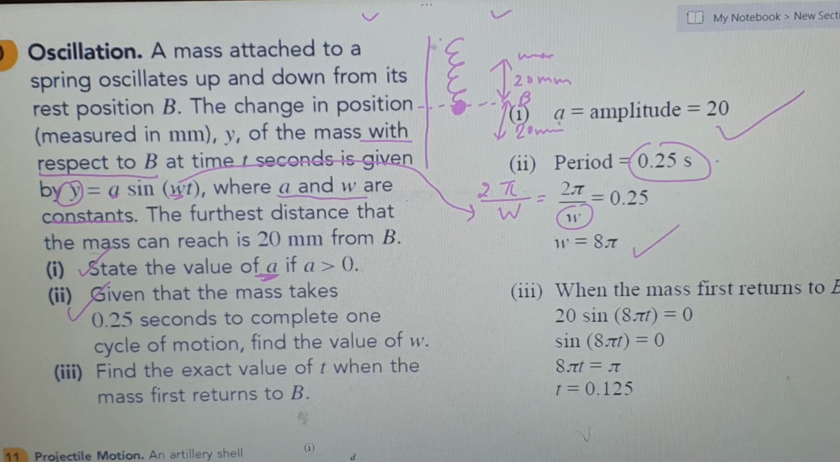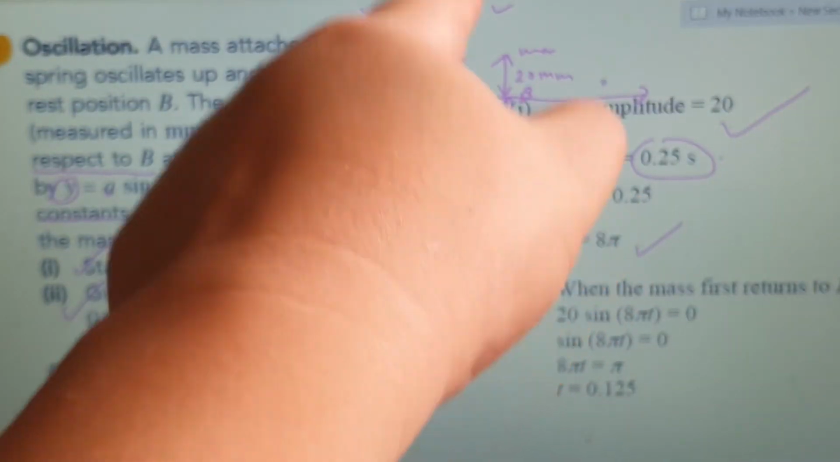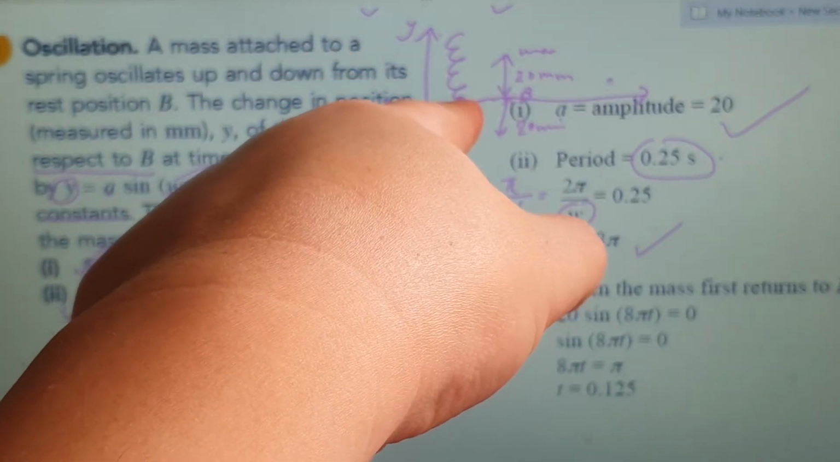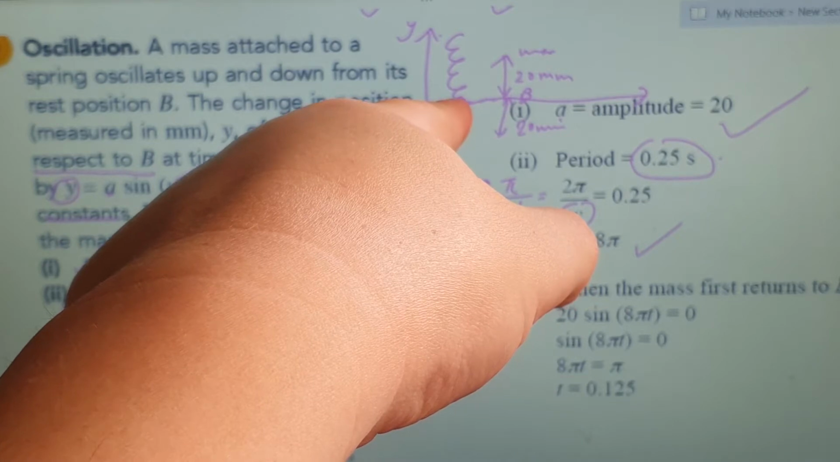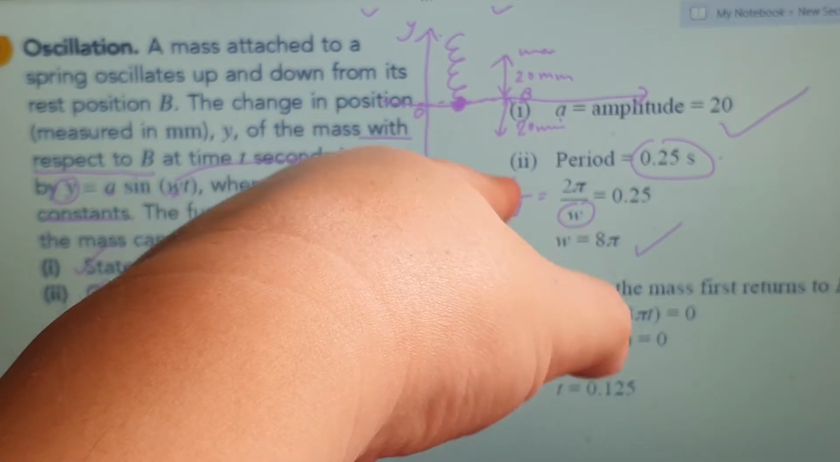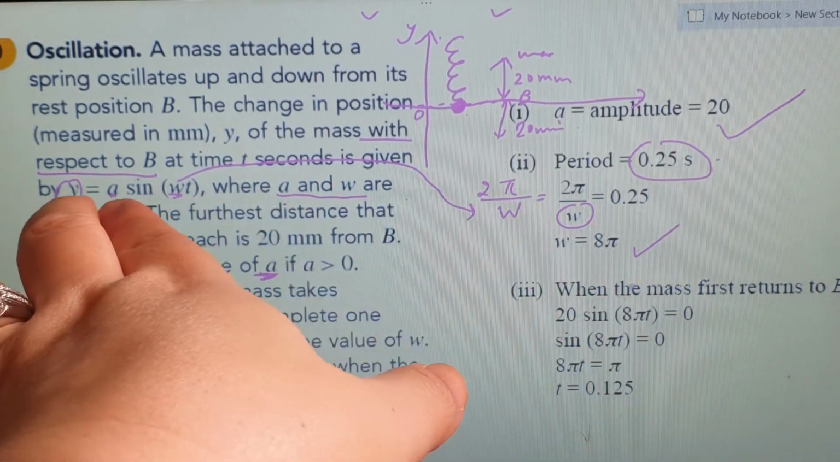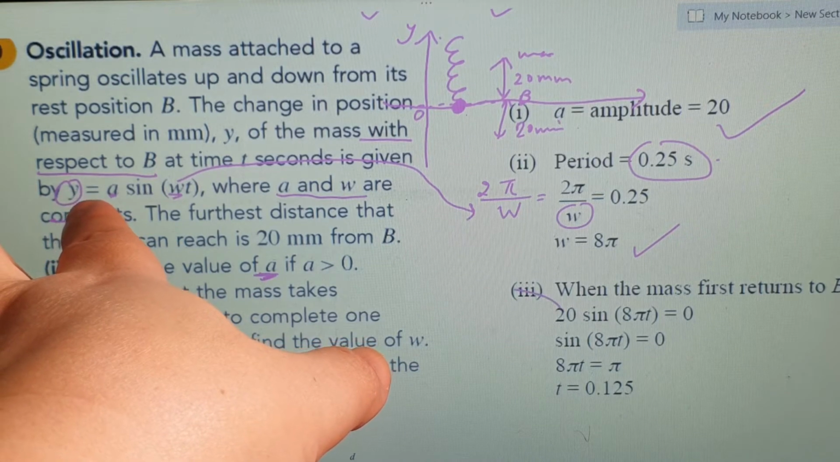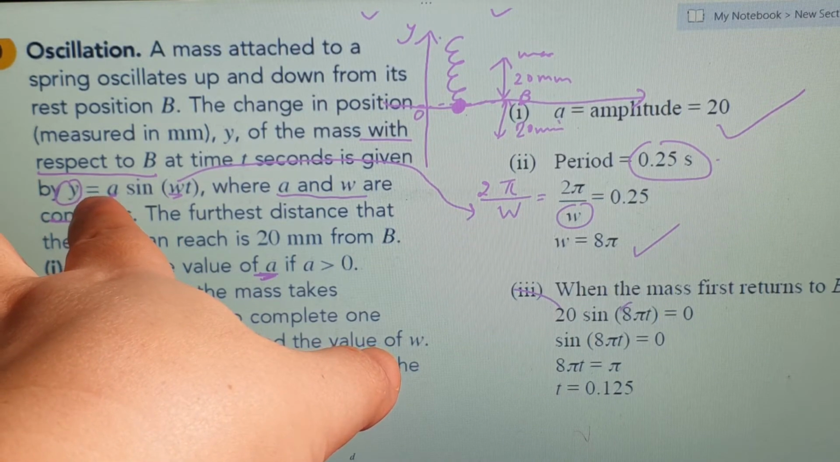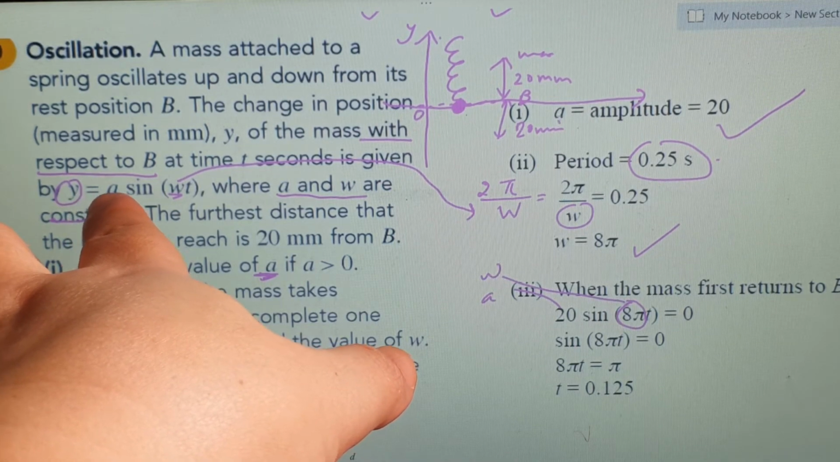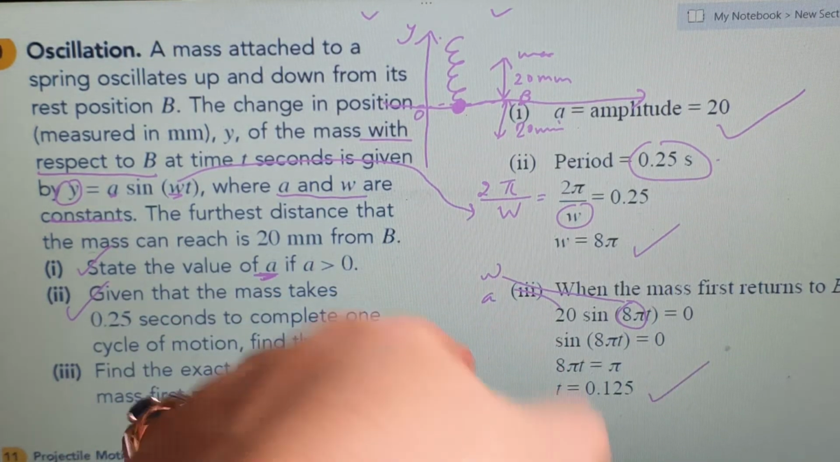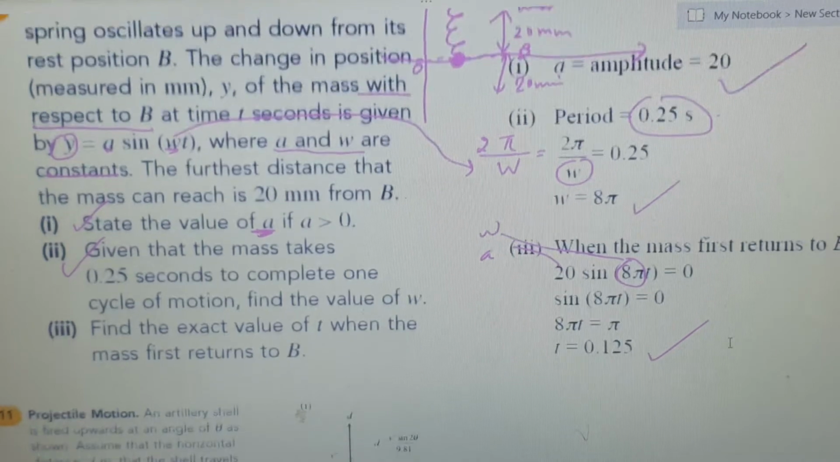You look at what I'm doing here. Take this as the y-axis, and this is the rest position. That means when it's not going up and down, or it's at rest, not moving, right, the y is actually at 0. Okay, so you set y equals 0. Put it here. And you already know this is your A, this is your W. You all know all this already, right? Then you go and find the value of t. Finish already. Okay, so that's all for this particular question.